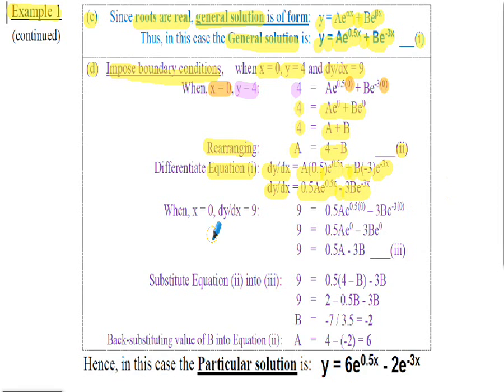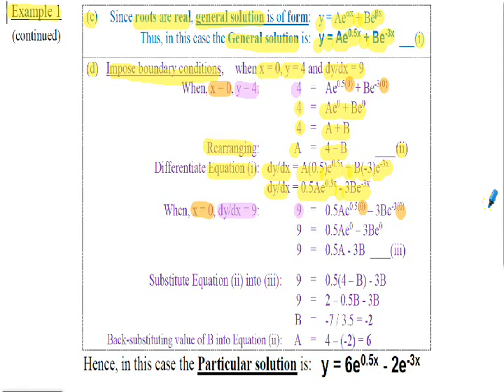Again, we can impose our boundary conditions. We know when x is equal to 0, dy by dx is equal to 9. So inserting these values into the dy by dx equation, on the left hand side again we have 0 for the x term, and on the right hand side we have 9 for the dy by dx term.